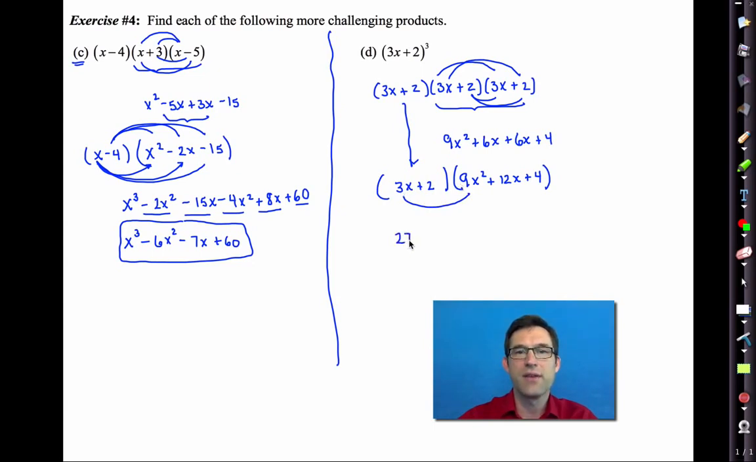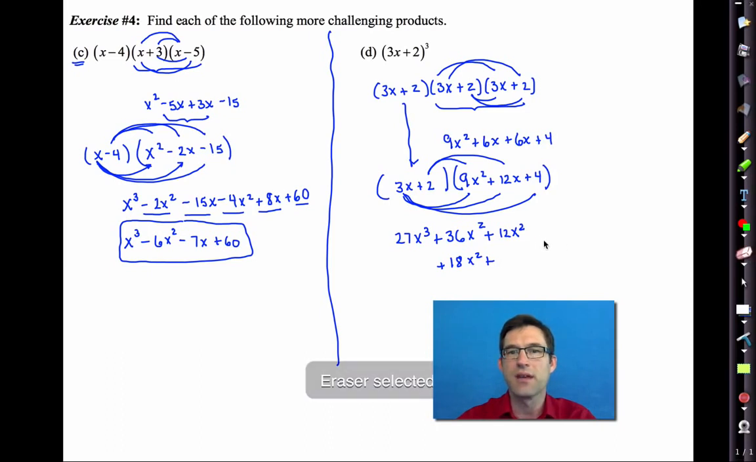3 times 9 is 27, and x times x squared is x cubed. 3 times 12x, well, 3 times 12 is 36, and x times x is x squared. And then 3 times 4 is 12, and as I like to think about it, the x comes along for the ride. Then we'll do 2 times 9x squared, and let me just show you something that's kind of cool. Watch this. I know it's going to be an x squared, so I'm going to put it right underneath here. That's going to be 18x squared, and then I'll do 2 times 12x, which will be, whoops, I made a mistake here. I'm sorry. That's not a 12x squared. That's just a 12x. 2 times 12x is 24x, and then 2 times 4 is positive 8.